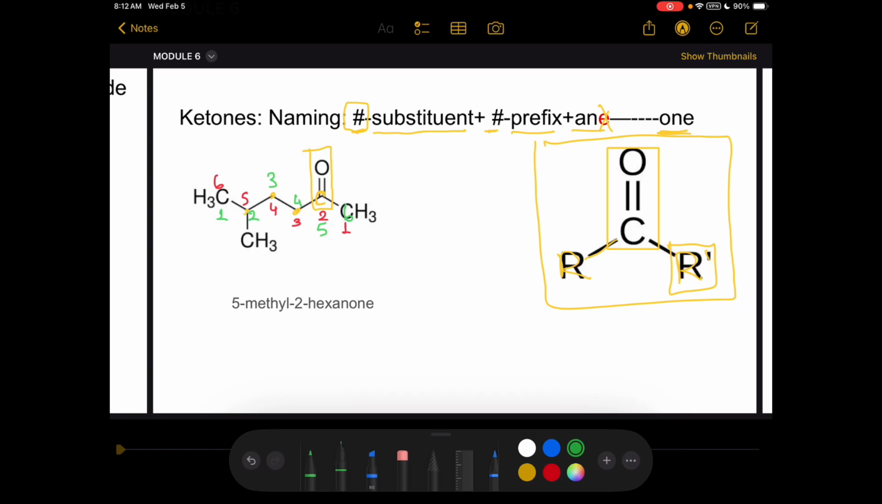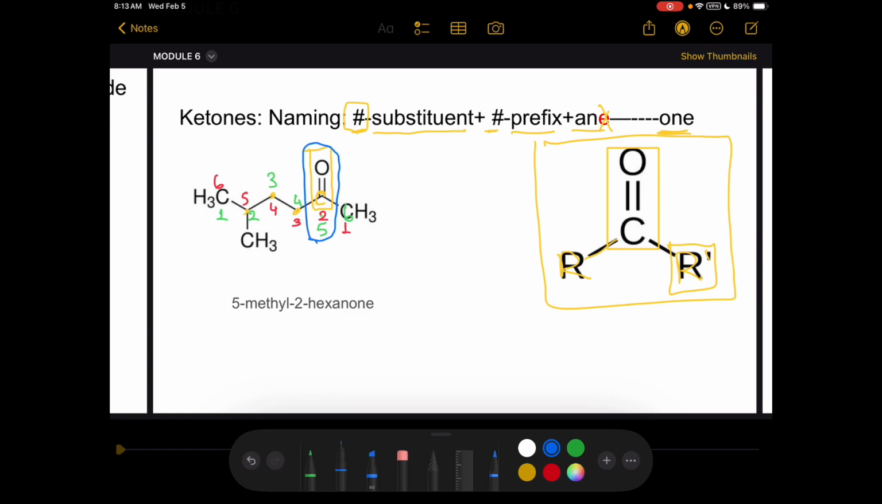Do I choose red or green? I always want to bring the functional group on the lowest carbon. So if it is an alkene, you want to bring the double bond in the lowest carbon. If it is alcohol, you want to bring the alcohol OH group on the lowest carbon. If it is ketone, you want to bring it to the lowest carbon. So that's why we are choosing the red numbering. It brings my carbonyl carbon to number 2. Okay, so carbon number 2 is where my O group is located.